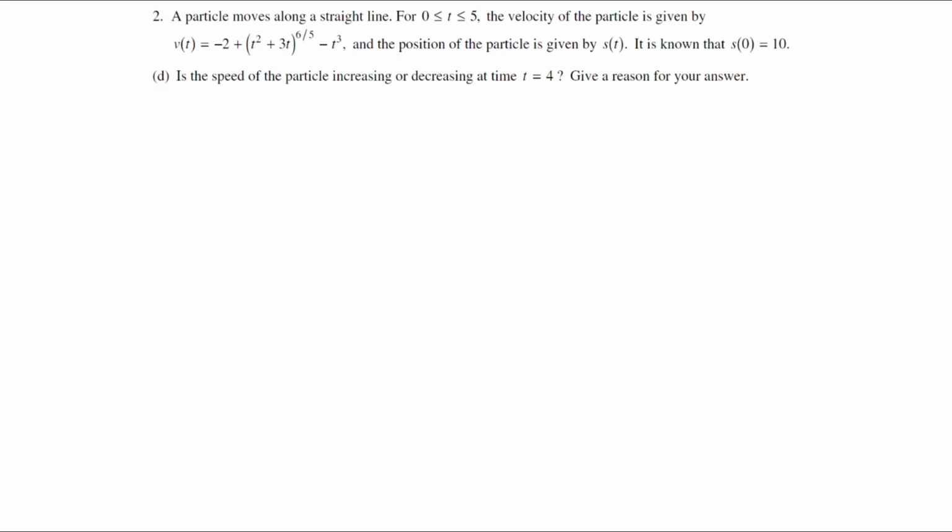And here in part D, we want to know, is the speed of the particle increasing or decreasing at t equals 4? And so speed increases when velocity and acceleration have the same sign, and speed decreases when they have opposite signs.